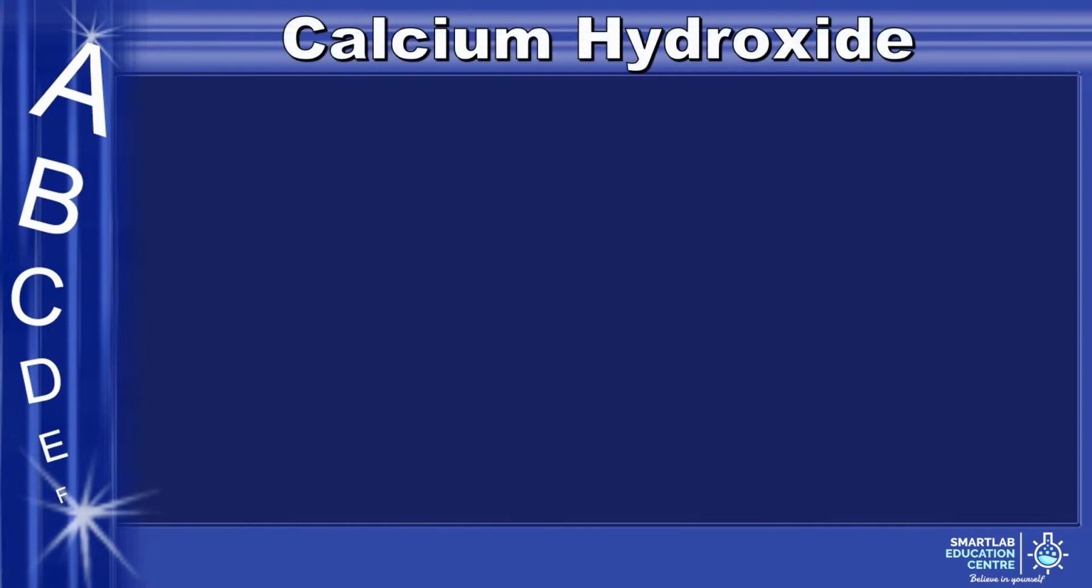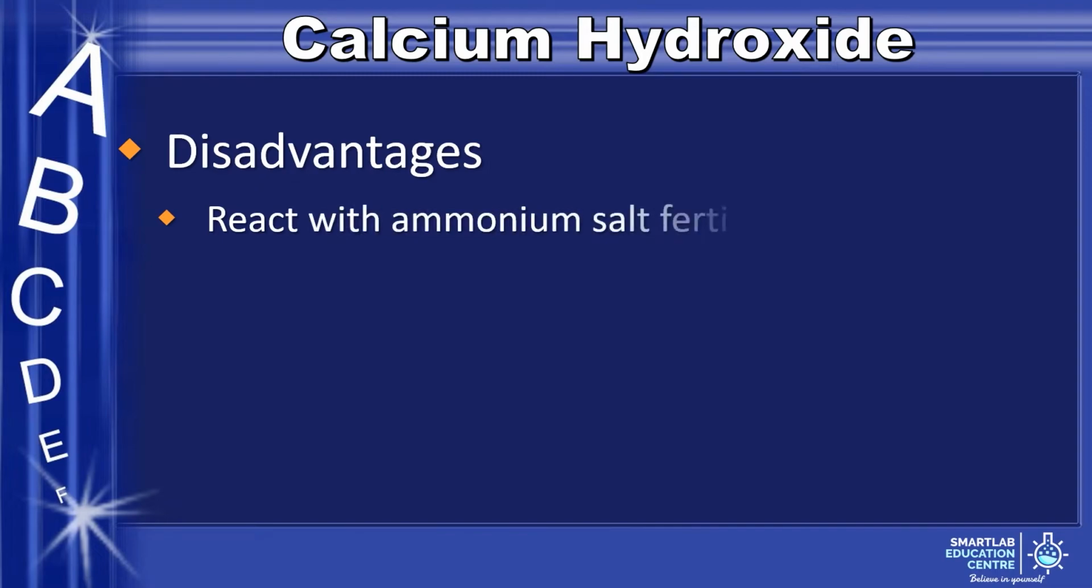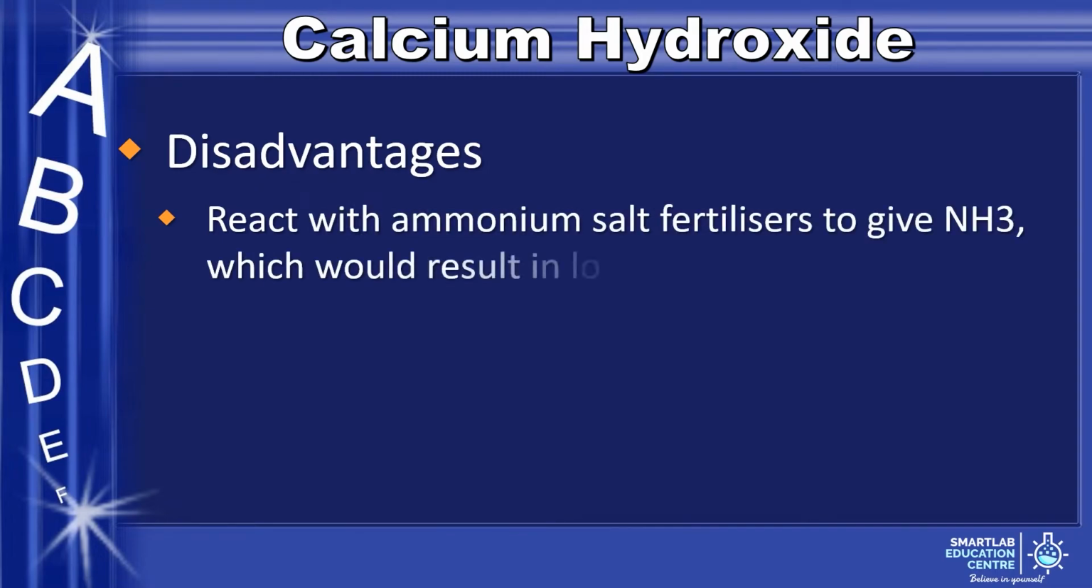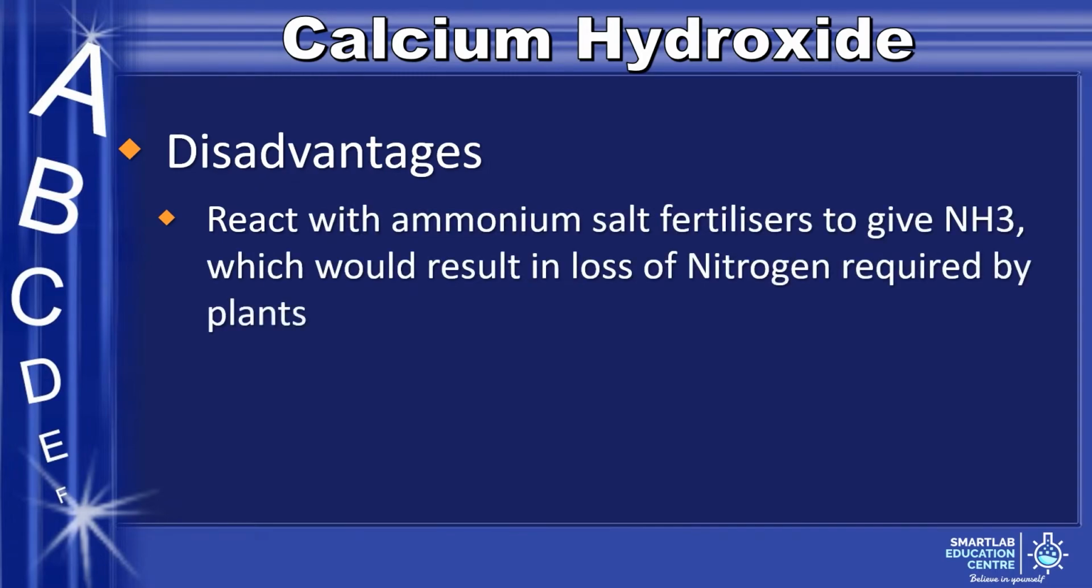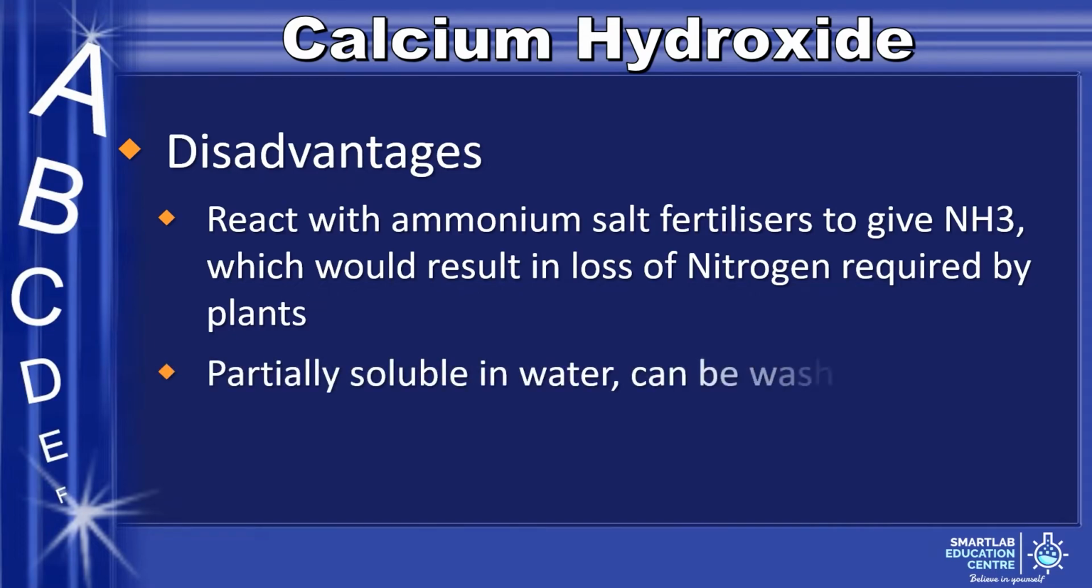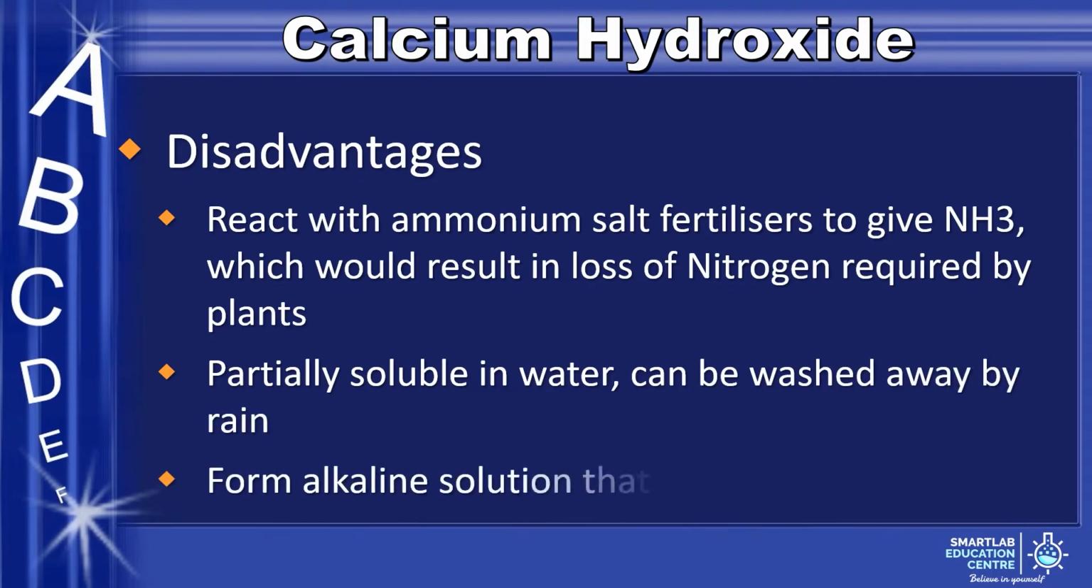The disadvantages of calcium hydroxide is that it reacts with ammonium salt fertilizers to give ammonia, which would result in loss of nitrogen required by plants. Not only that, it is also partially soluble in water, and thus can be washed away by rain. It also forms an alkaline solution that causes pH of soil to increase.